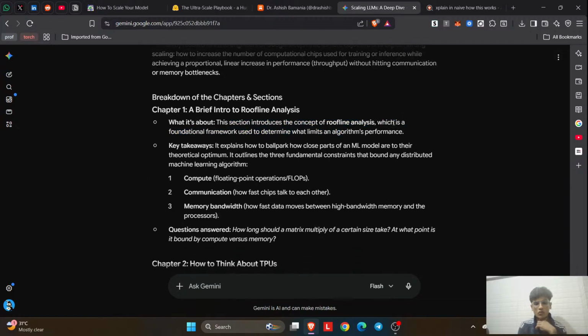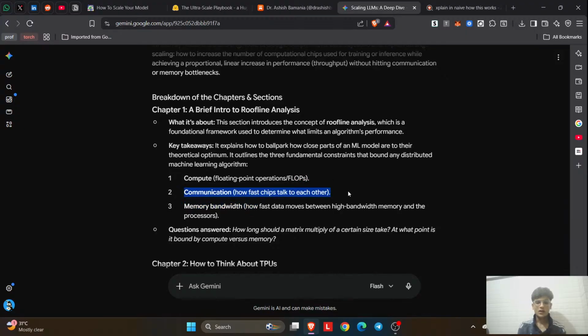This section introduces the concept of roofline analysis, which is a fundamental, foundational framework used to determine what limits an algorithm's performance. Okay, roofline analysis. It explains how to ballpark how close parts of an ML model are to their theoretical optimum. It outlines the three fundamental constraints that bound any distributed machine learning algorithm: compute, which is floating point operations, flops. Okay, flops, floating point operations, compute. Okay, communication: how fast chips talk to each other.